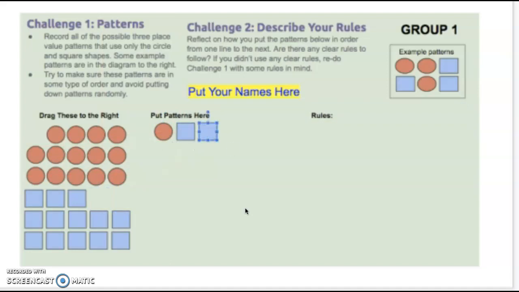Reflect on how you put the patterns below in order from one line to the next. Are there any clear rules to follow? If you didn't have clear rules, redo challenge 1 with some rules in mind. Okay?